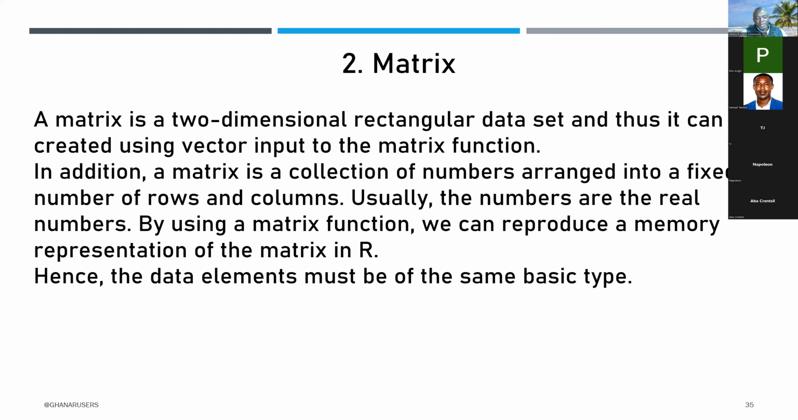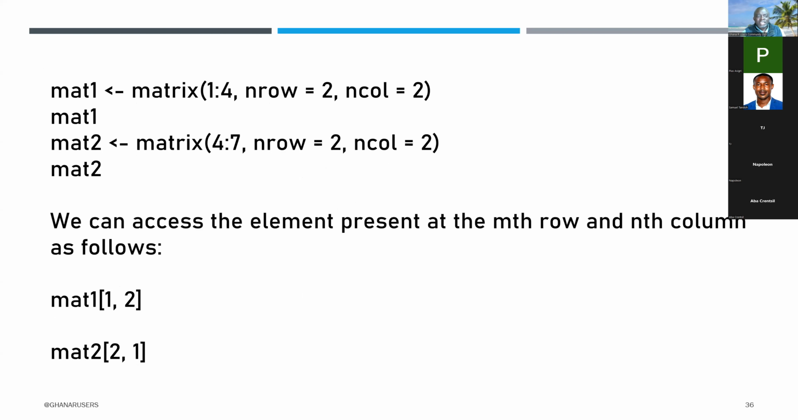Okay, so that brings us to the matrix form of data structure, the matrix. Matrices are created with the function matrix. So mat1 is a matrix of the numbers 1 to 4, with 2 rows and 2 columns. When I type out matrix, I'll get the matrix. The same way for the second one. Now I want to access the elements in the matrix. So mat1, this is the first row, column 2, second row, column 1.